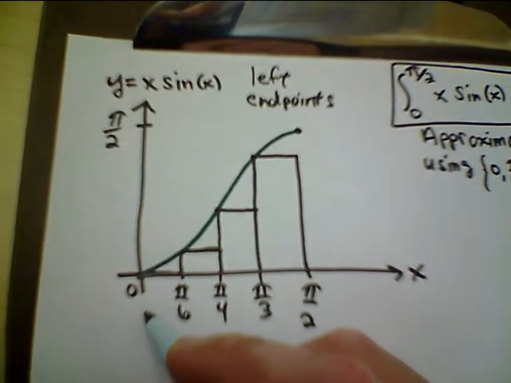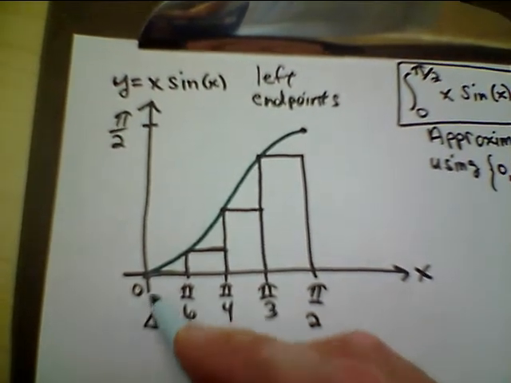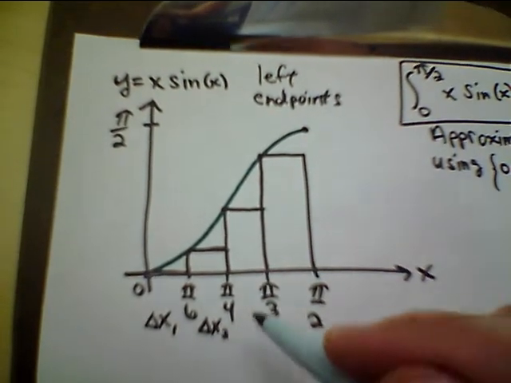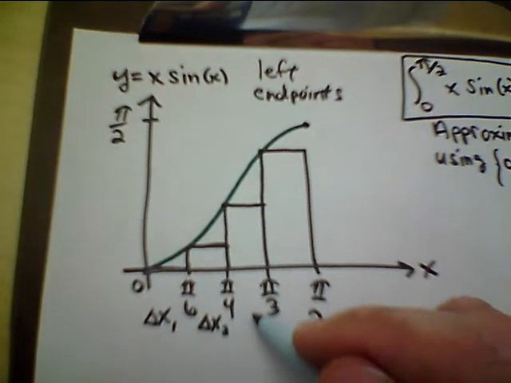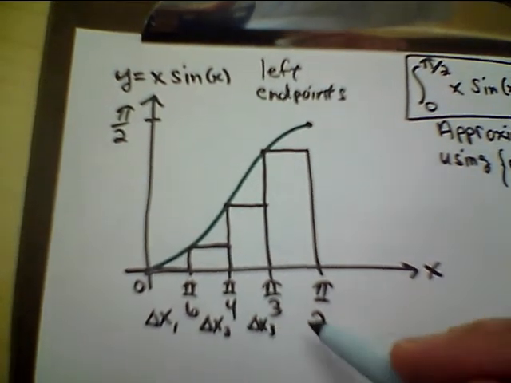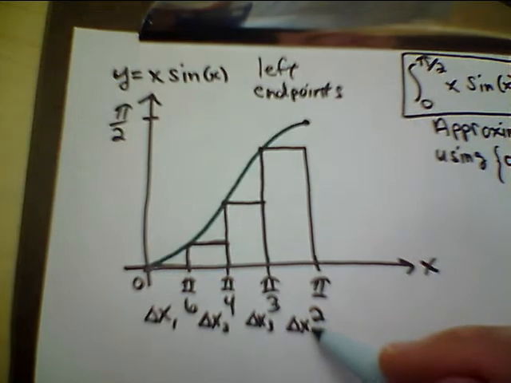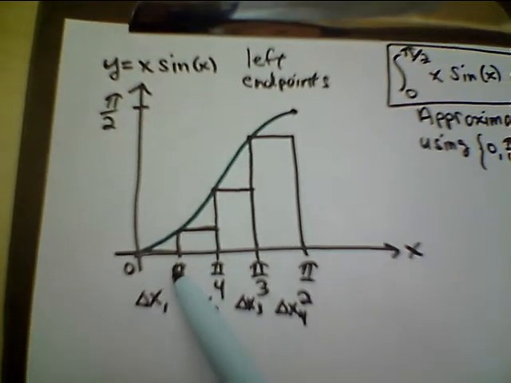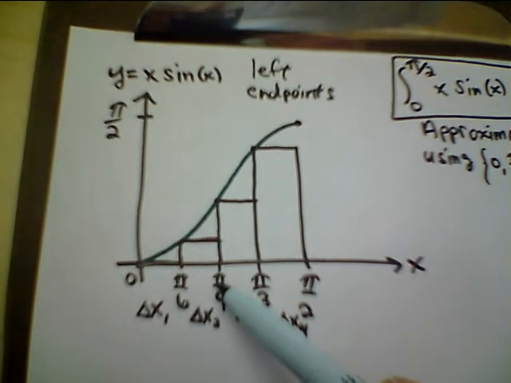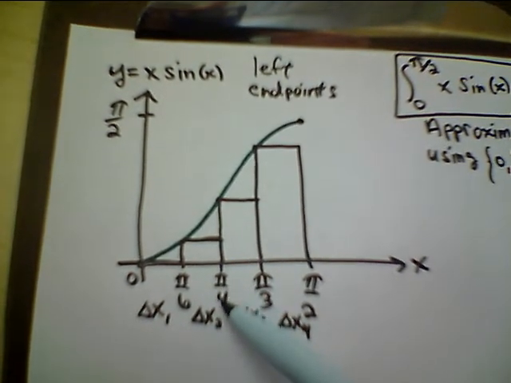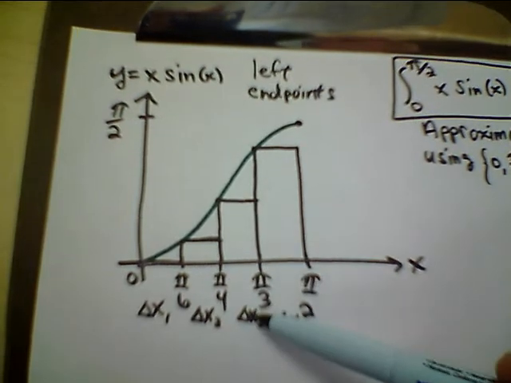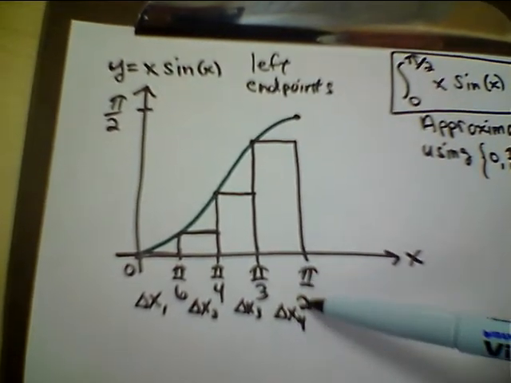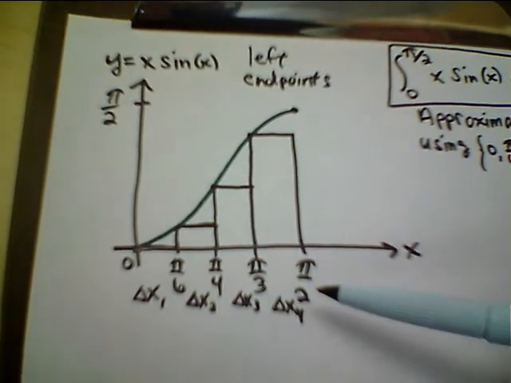So let's call this one delta x1. Let's call this width delta x2. Let's call this one delta x3. And let's call this one delta x4. I'll leave that to you to compute. The first one will be pi over 6 minus 0. For this one, delta x2 will be pi over 4 minus pi over 6. Delta x3 will be pi over 3 minus pi over 4. And delta x4 will be pi over 2 minus pi over 3. So I'll leave that to you.